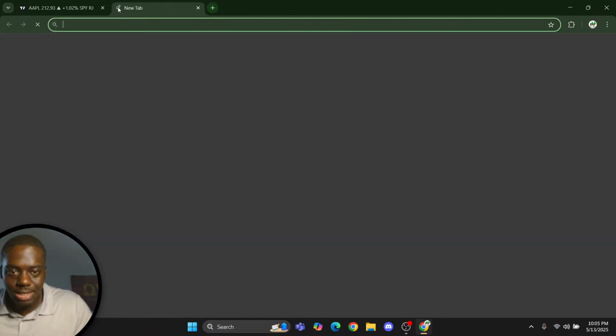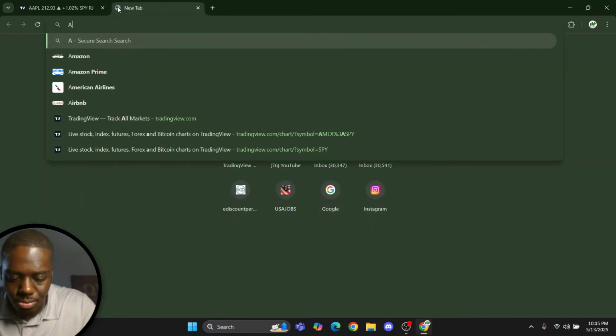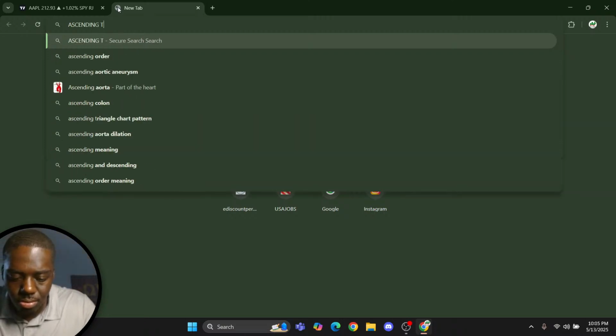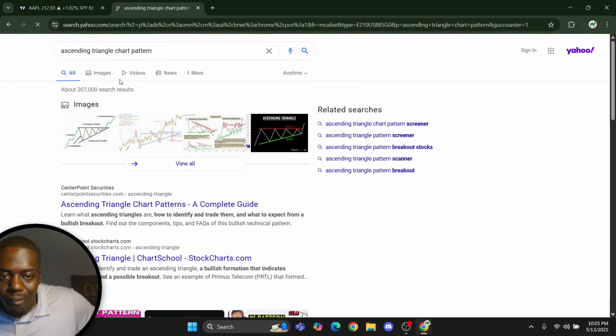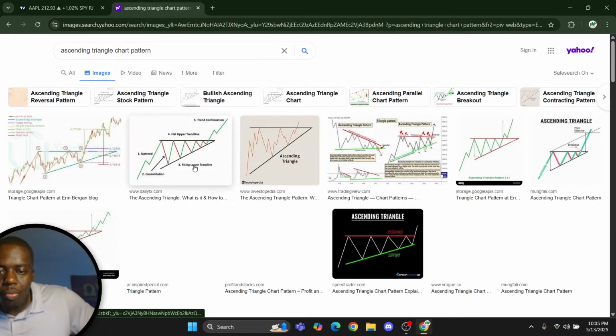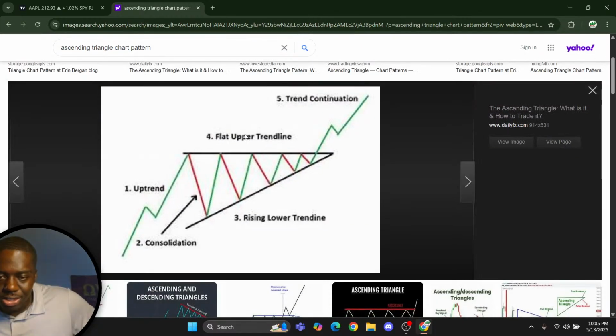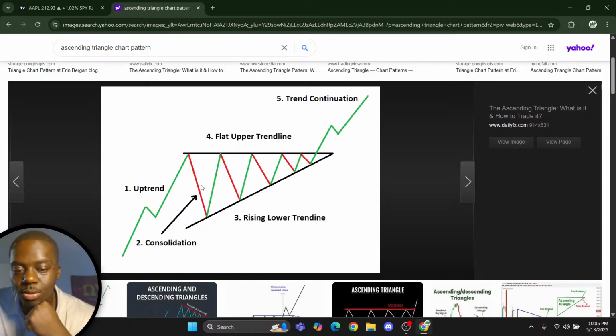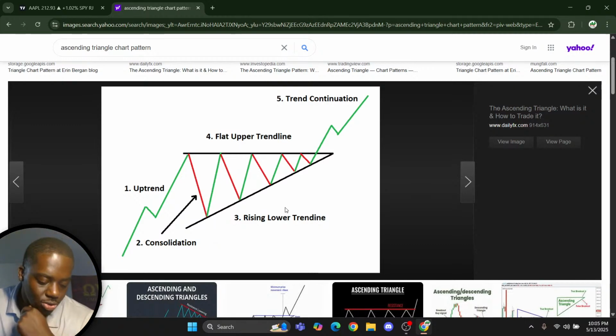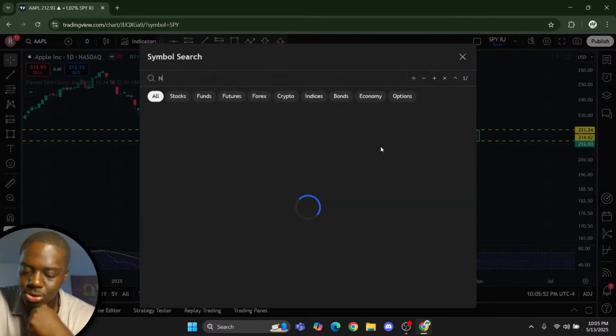And just so y'all don't think I'm lying, let me show you what an ascending triangle chart pattern is. Look at this. Ascending triangle chart pattern. I told you it was a flat, right? Flat top resistance, and then a rising uptrend right here, right? So rising lower trend line. Okay? Got this consolidation and breakout to the upside. That's exactly what you saw with NVIDIA.